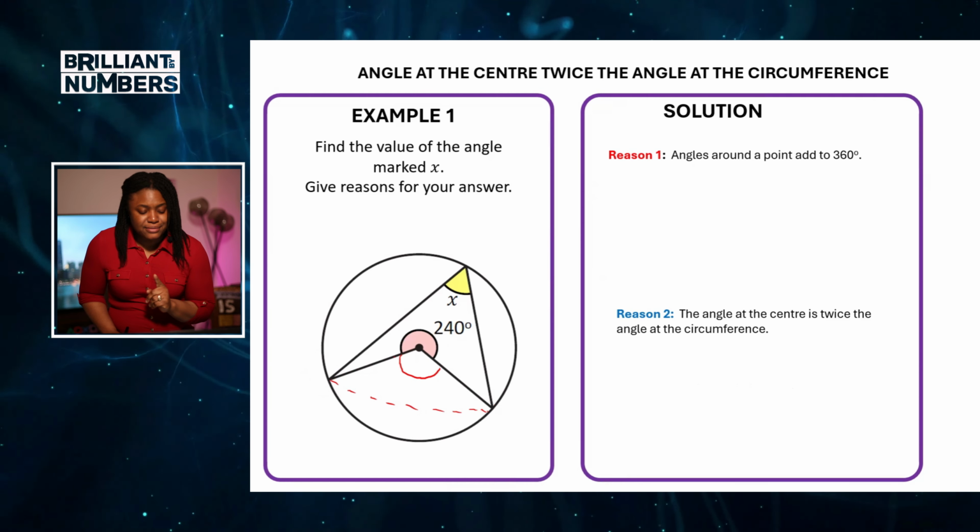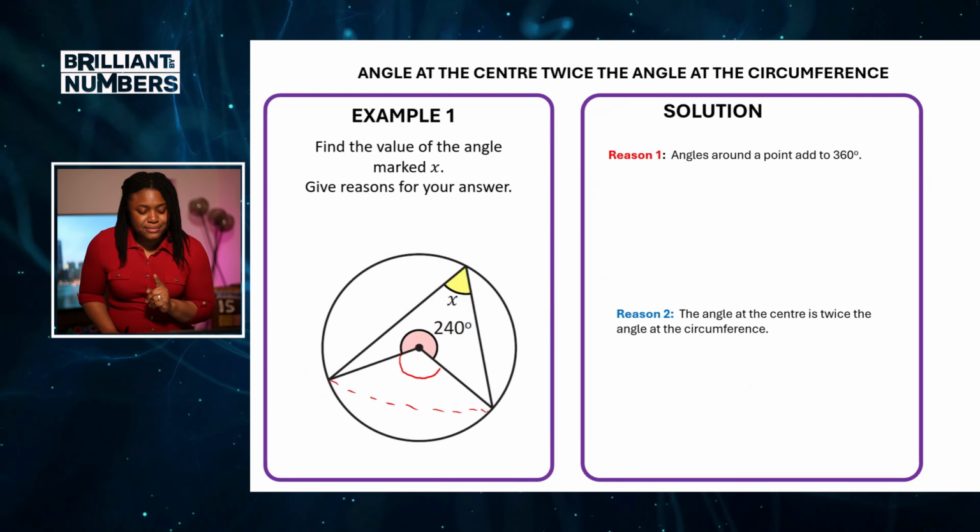So if I visualize my chord, I will see that this triangle comes off the chord, and the larger triangle also comes off the same chord, which means those two angles, the one at the center and the one on the circumference, are on the same side of the segment. So I'm going to have to now use angles around a point in order to calculate the missing angle here. I'm just going to call it y to give it some perspective.